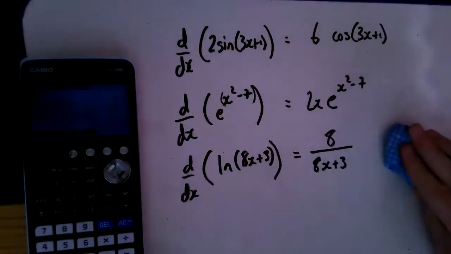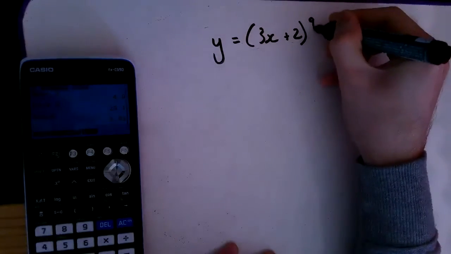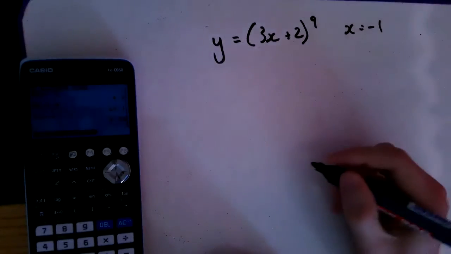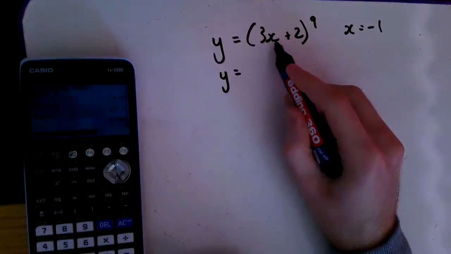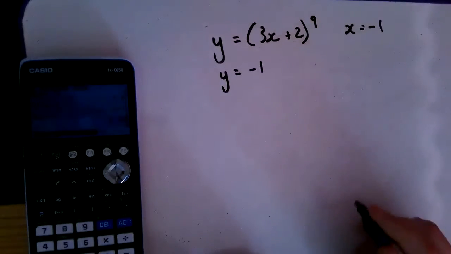Okay, second one, still some more differentiation. So y is 3x add 2 to the power 9, and we want the normal when x equals minus 1. So straight away, sub in minus 1 into there. So 3 times minus 1 is minus 3, plus 2 is minus 1, power of 9 is minus 1. So I've got my coordinate.